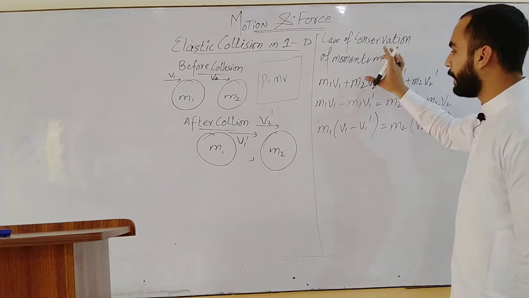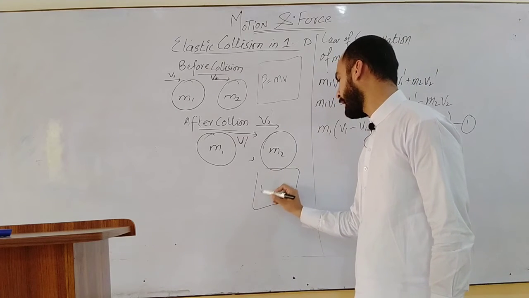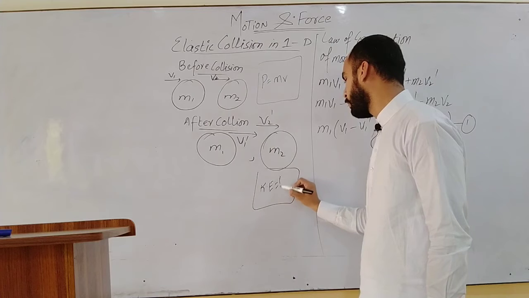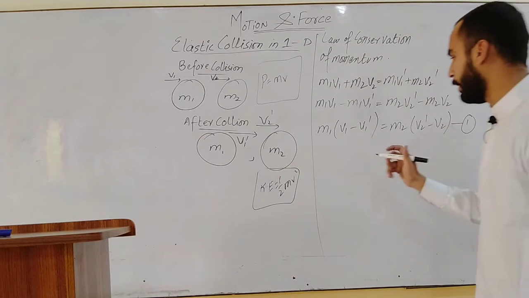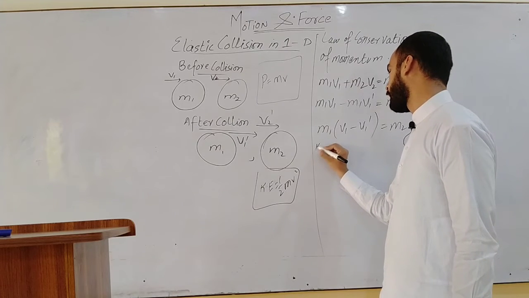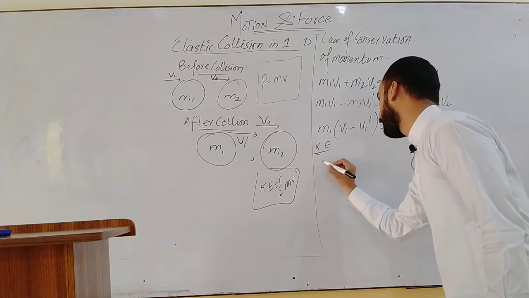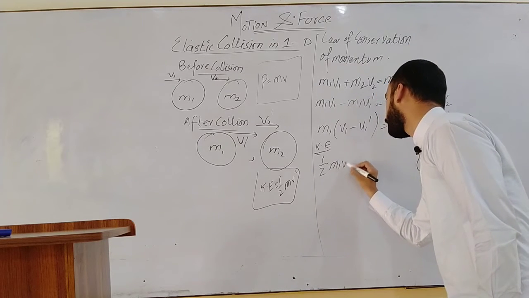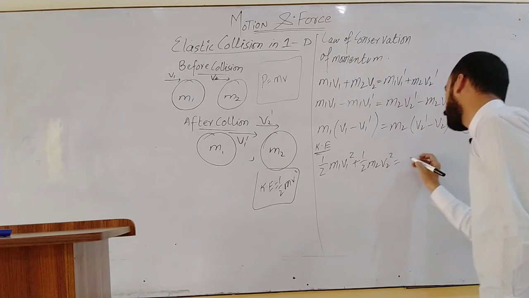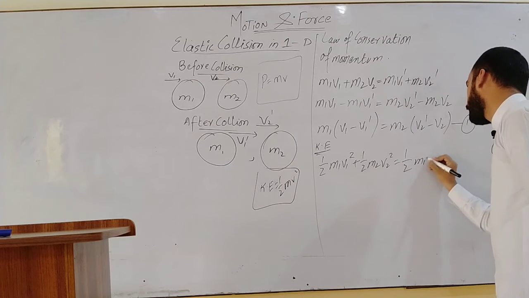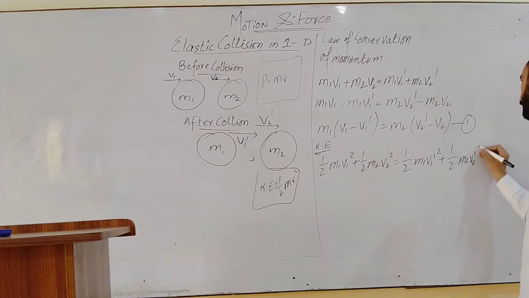According to the law of conservation of kinetic energy, we can get a new equation by using the formula KE is equal to 1/2 mv square. So the new equation will become 1/2 m1 v1 square plus 1/2 m2 v2 square is equal to 1/2 m1 v1 prime square plus 1/2 m2 v2 prime square.